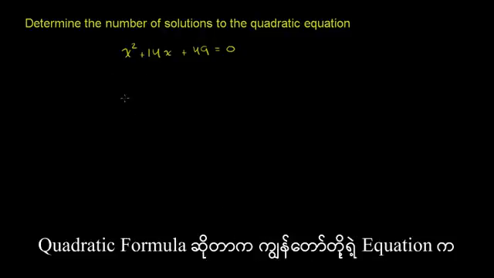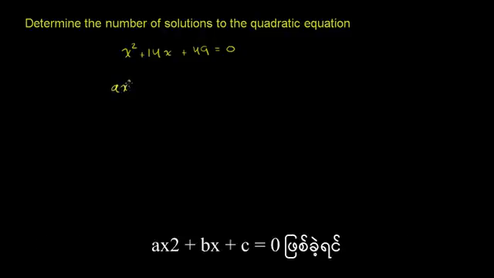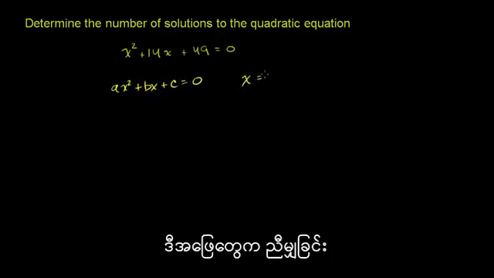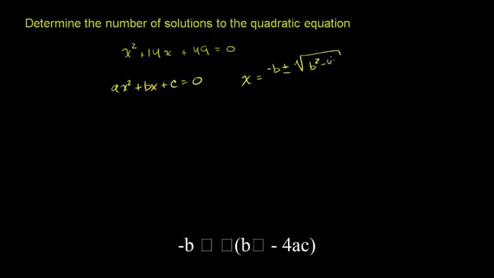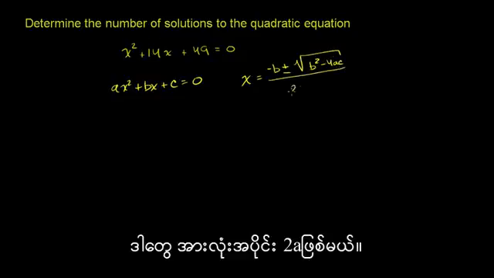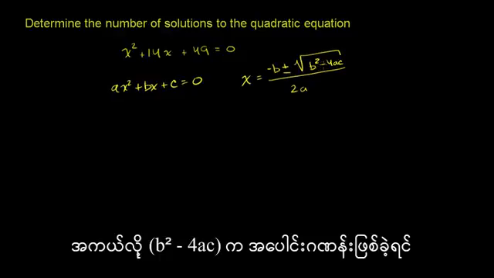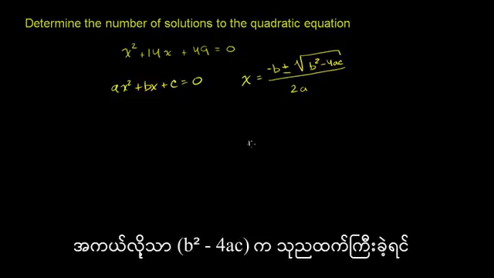So the quadratic formula tells us that if we have an equation of the form ax squared plus bx plus c is equal to 0, the solution, if it exists, is going to be negative b plus or minus the square root of b squared minus 4ac, all of that over 2a. Now, the reason why this can be two solutions is that we have a plus or minus here. Let's think about this a little bit. If b squared minus 4ac is greater than 0, what's going to happen?